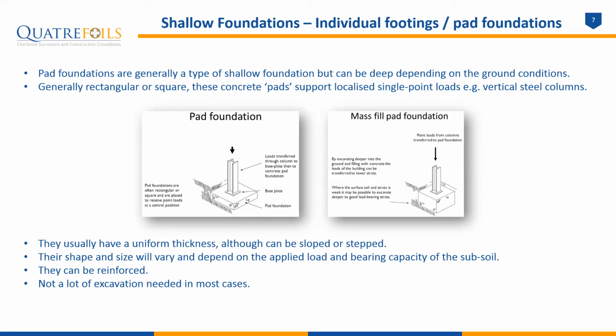Now on to individual footings, also known as pad foundations. These are another form of shallow foundation. They can be installed to a deep depth if necessary, depending upon ground conditions. They're usually rectangular or square and form a cube-type shape, commonly used to support single-point loads, for example a vertical steel column. So what should you consider with a pad foundation?